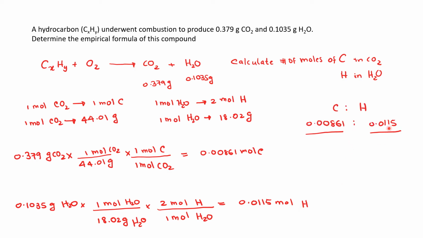So we get these two ratios by dividing both numbers by the smallest number. You will see it's 1 to 1.34. When you have a number which is close to a full integer, we multiply to get a full integer. So we multiply this by 3 and get C3H4. This is your empirical formula.